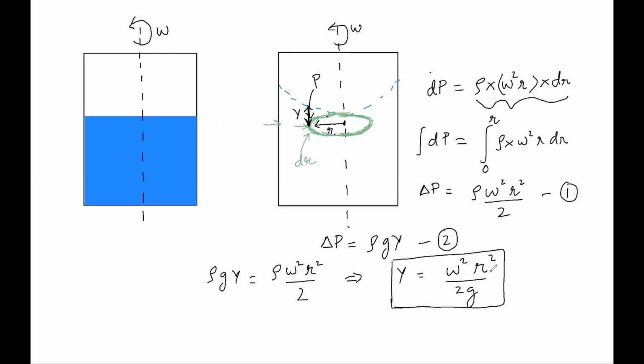So hope this video has explained the parabolic surface that is created in response to the rotation of the container, and by the method of Pascal's law, we have arrived at this important equation telling that it is a parabolic surface. Hope you have learned from this video.